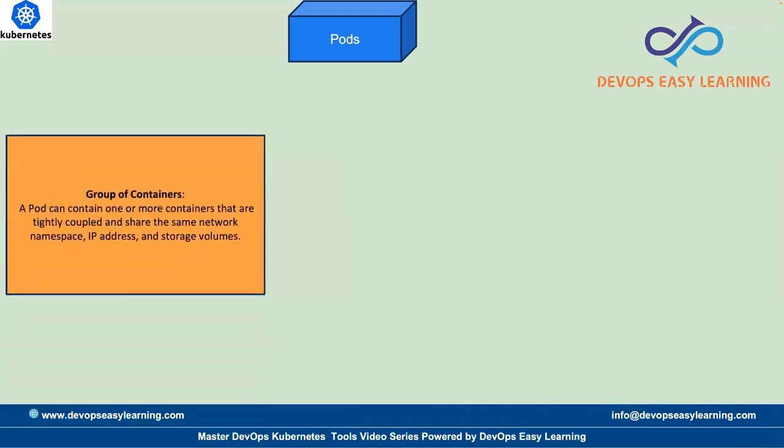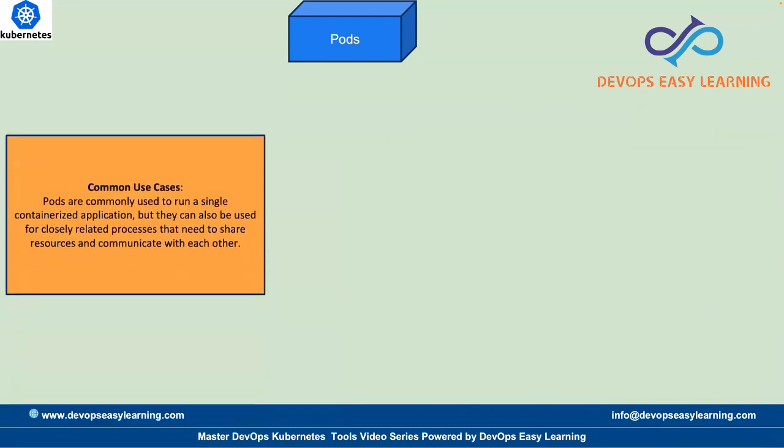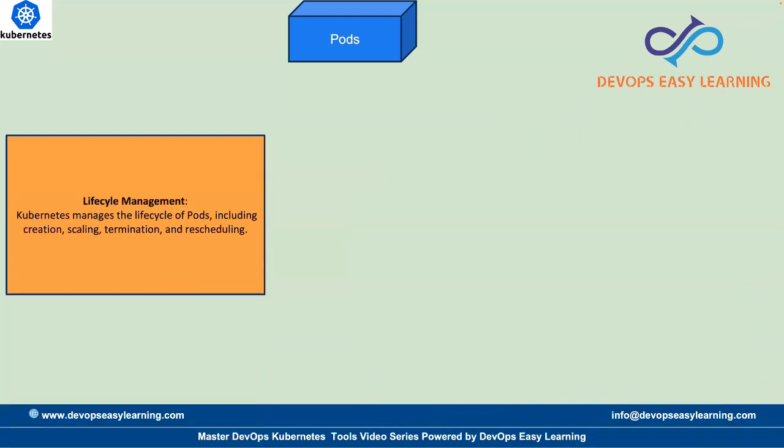We say group of containers, for example. A pod can contain one or more containers. So inside a pod, you can have one or multiple containers at the same time. Now, for the common use case, pods are commonly used to run a single containerized application, but they can also be used for closely related processes that need to share resources and communicate with each other.